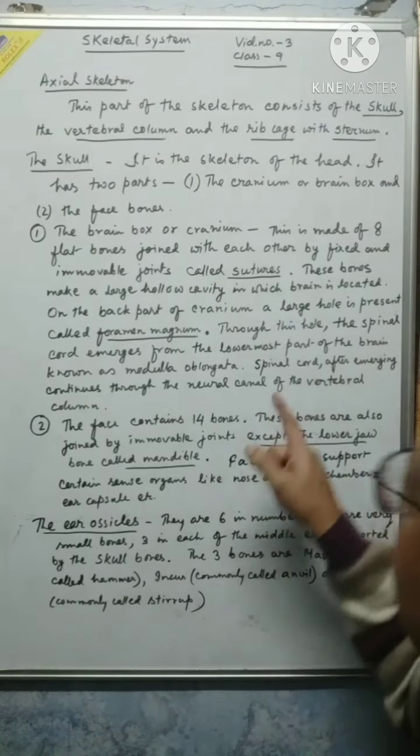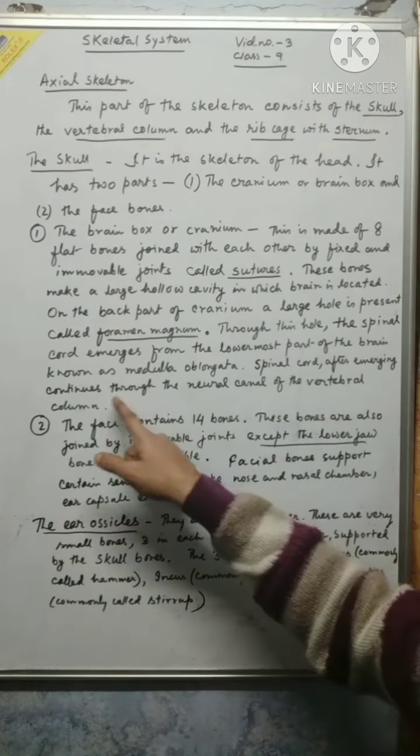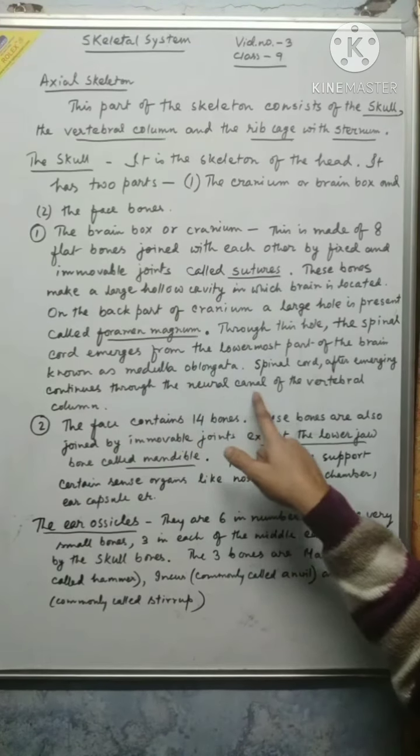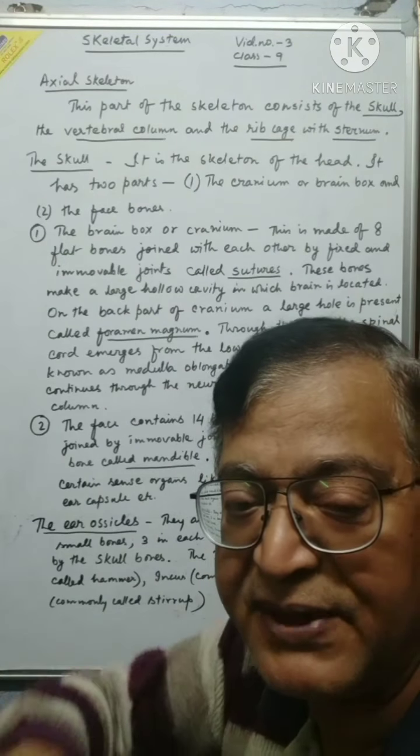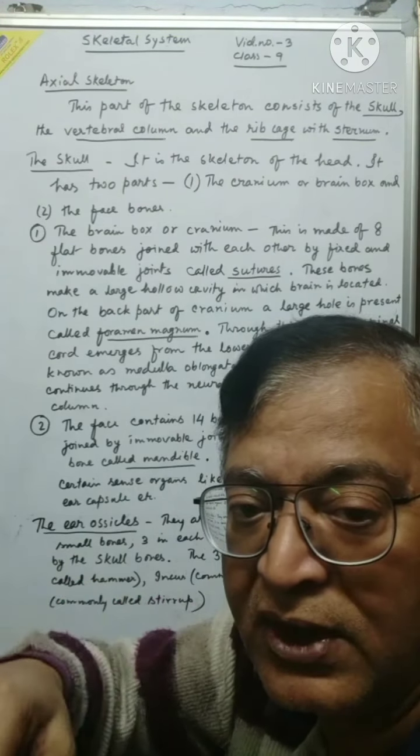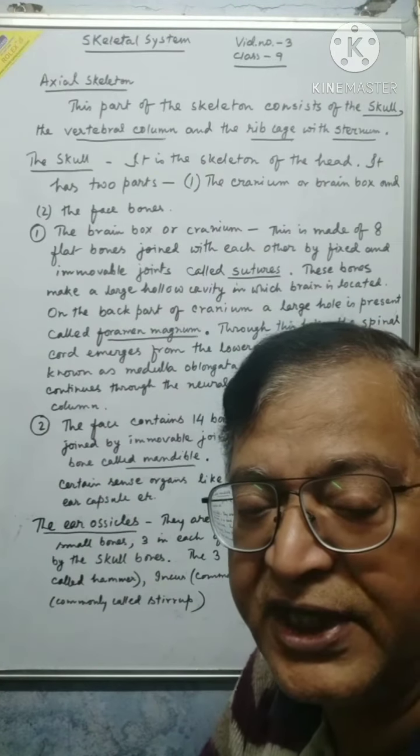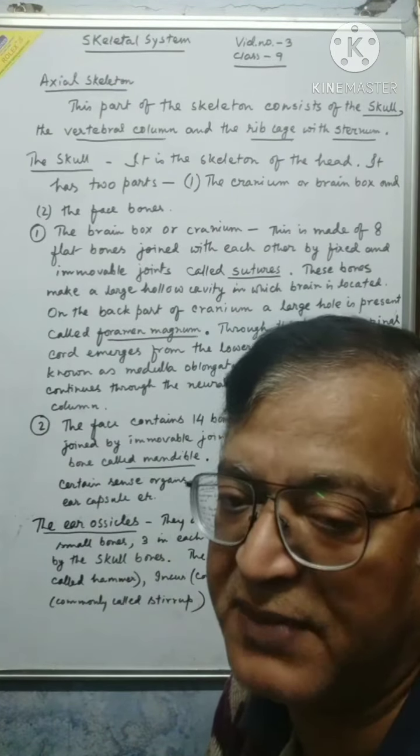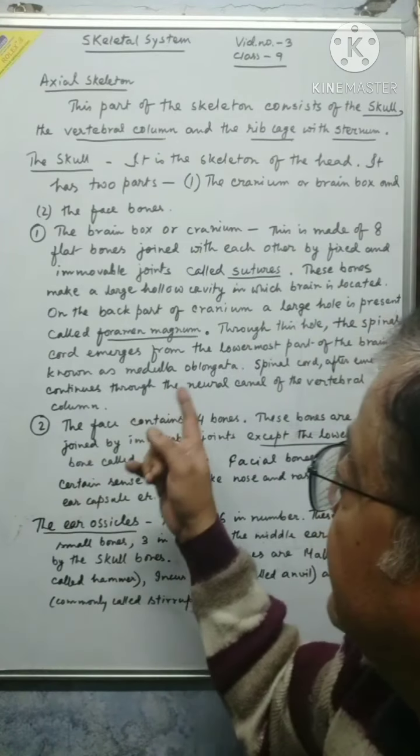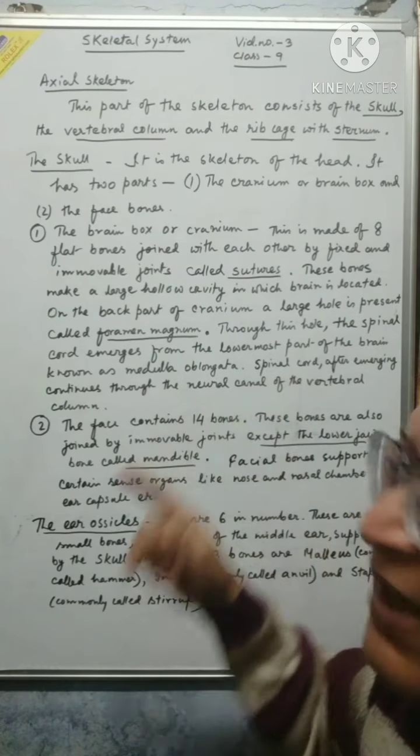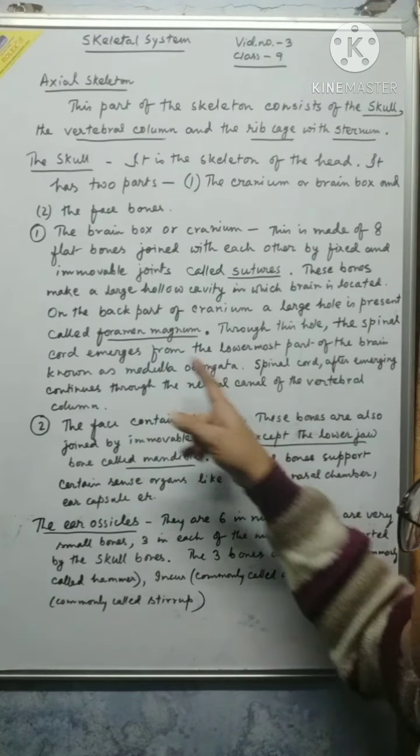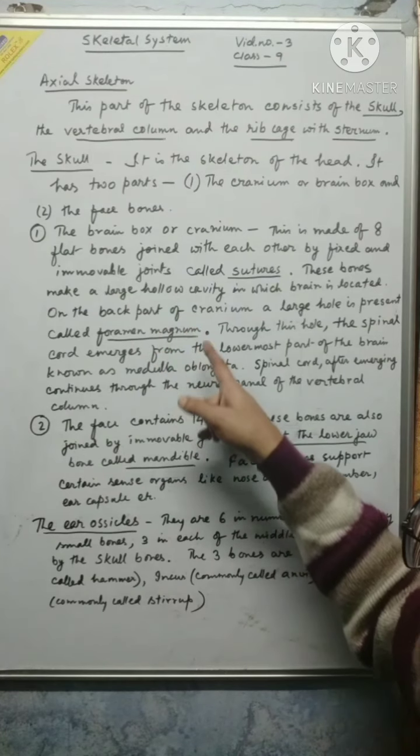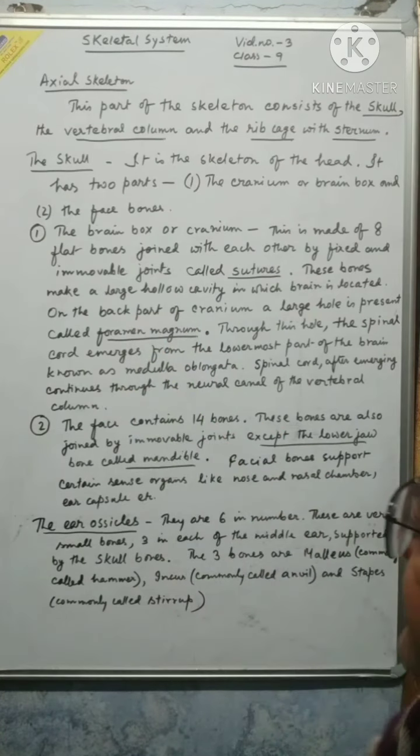After emerging, the spinal cord continues through the neural canal of the vertebral column. The vertebral column is also arranged in such a way that each vertebra has a ring-like hole that forms a continuous passage through which the spinal cord passes. That we will discuss later. So this neural canal is formed by the vertebrae joined together. This is the connection between the brain and the spinal cord, the foramen magnum. So these are the 8 bones making the cranium.